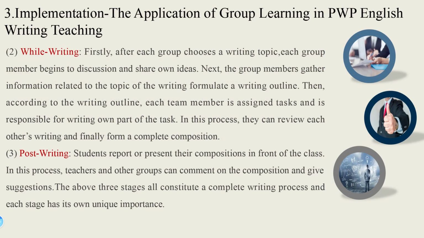The second one is while-writing. Firstly, after each group chooses a writing topic, each group member begins to discuss and share all ideas. Next, the group members gather information related to the topic of the writing and formulate a writing outline. Then, according to the writing outline, each team member is assigned tasks and is responsible for writing their parts of the tasks. In this process, they can review each other's writing and finally form a complete composition.